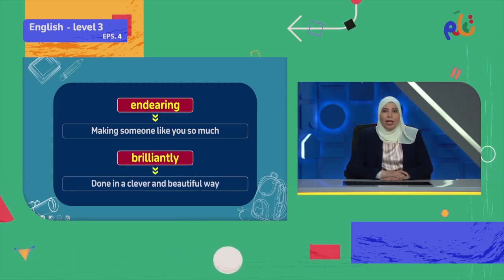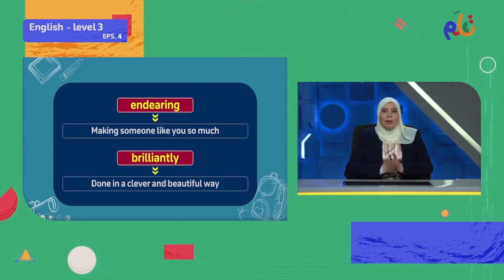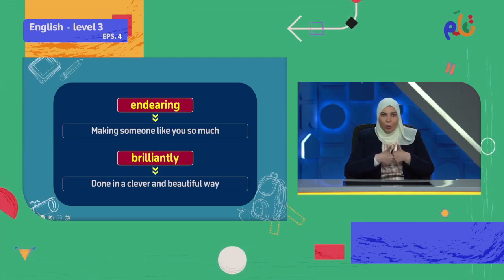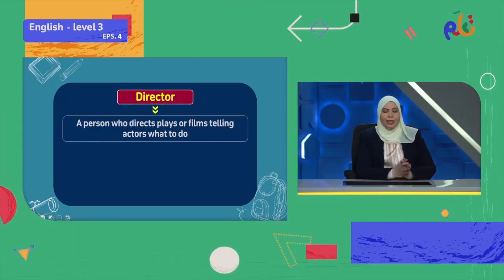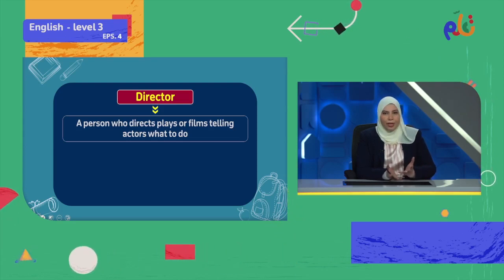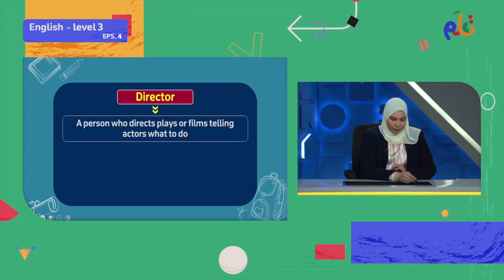So she's very attractive and she can make everybody love her. And we have brilliantly. Brilliantly, when we see something that is done in a very, very good way, we can say it's brilliant or it's brilliantly done. Like when we speak about the director, and we say he brilliantly directed the movie. So he did it in a very, very good way. So when we have somebody who's clever, we say he's brilliant. And when he does something that is clever, it's brilliantly done. And director, as we said, is the person who directs the movie or who directs the film.